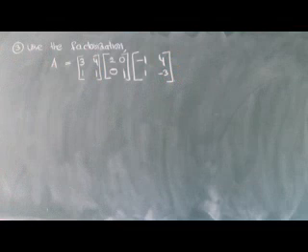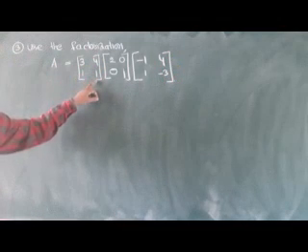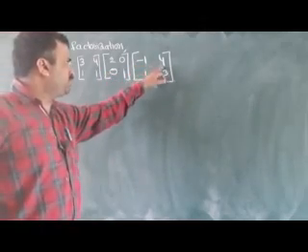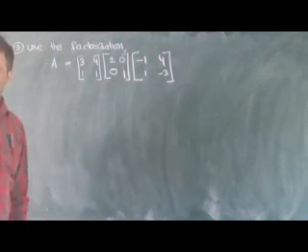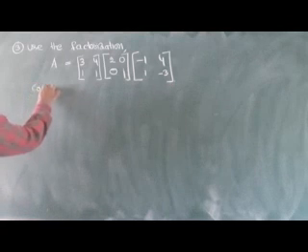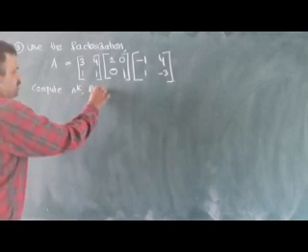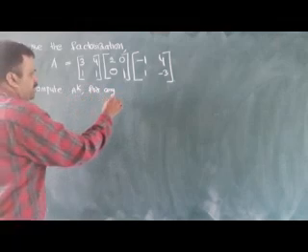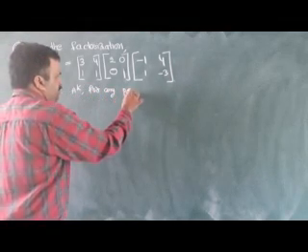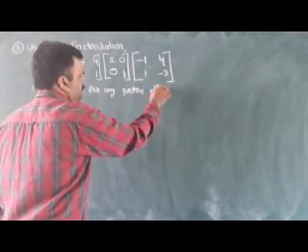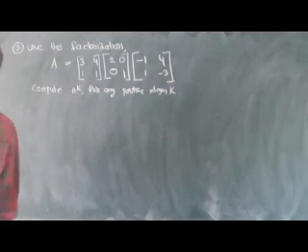A equal to 3 4 1 0, 2 0 0 1, minus 1 4 1 minus 3. Compute A power k for any positive integer k.